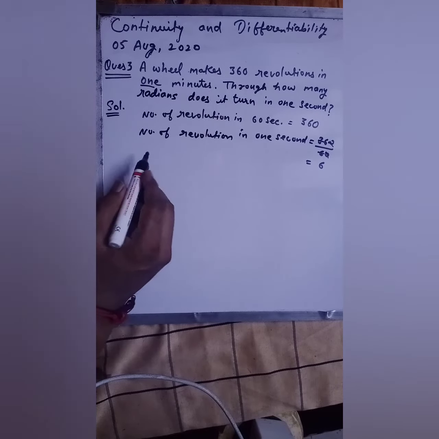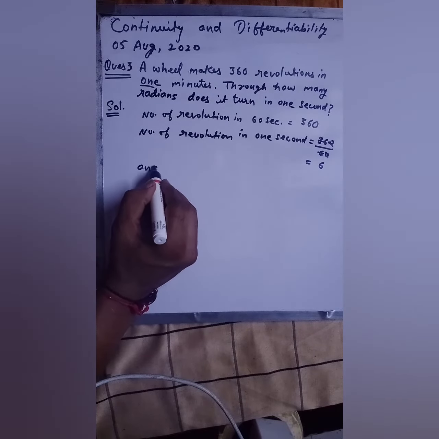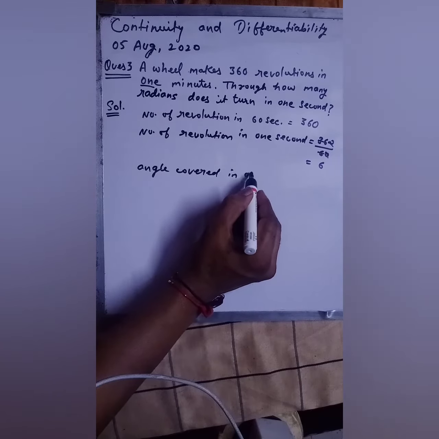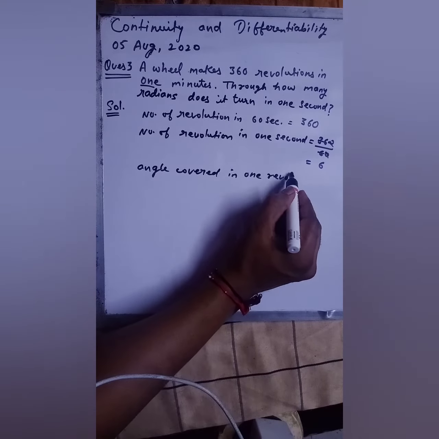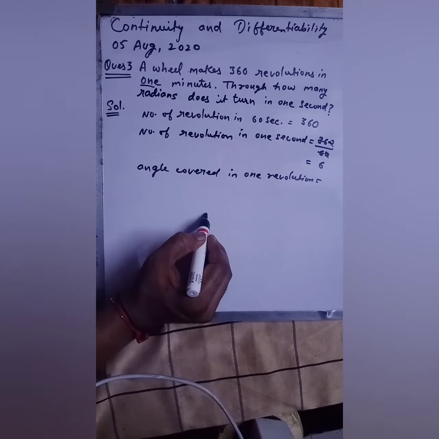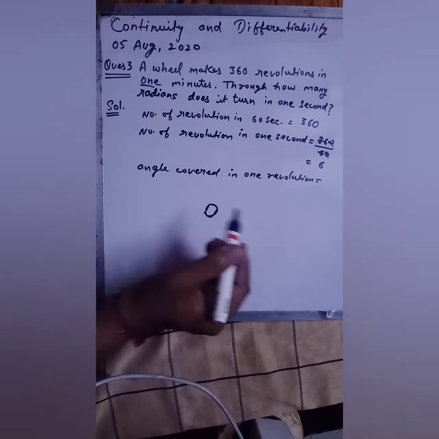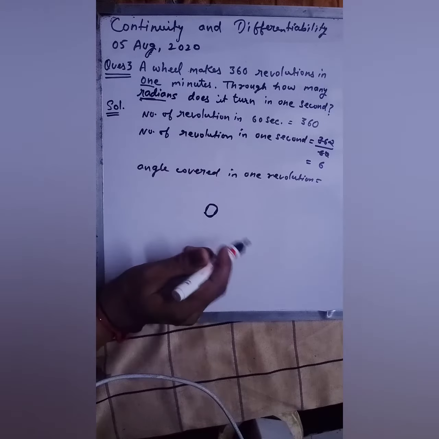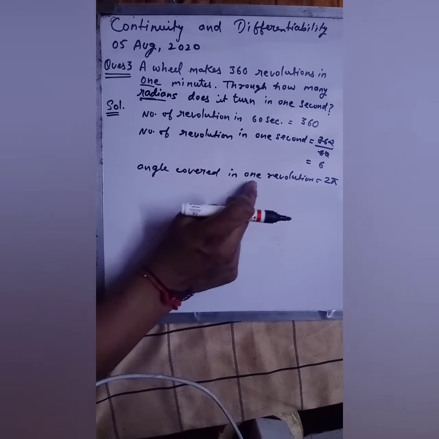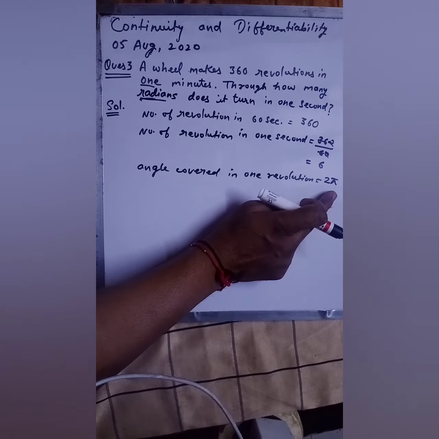Okay. Angle covered in one revolution, once complete, that means one complete round. So the angle is 360 degrees. Fine, but here you have to show the answer in radians. So 360 degrees is equal to 2 pi in radians. So this is the angle covered in one revolution, that is equal to 2 pi.